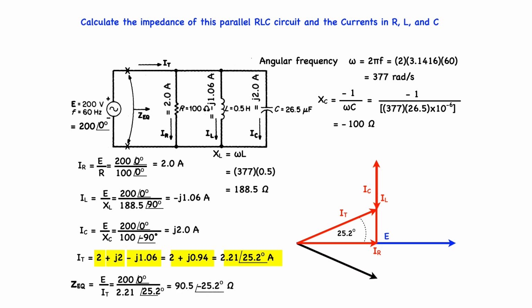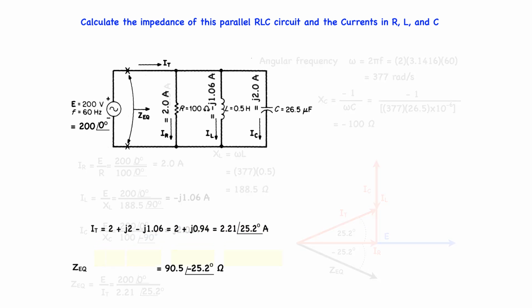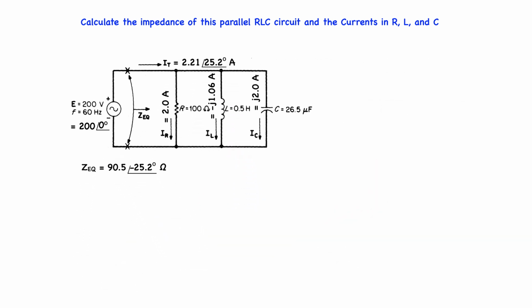ZEQ, which is equal to E all over IT, which is equal to 200 at 0 degrees all over 2.21 at 25.2 degrees, which comes out to 90.5 at minus 25.2 degrees ohms. So we calculated the impedance of this parallel RLC circuit and the currents in R, L, and C, and we're done.